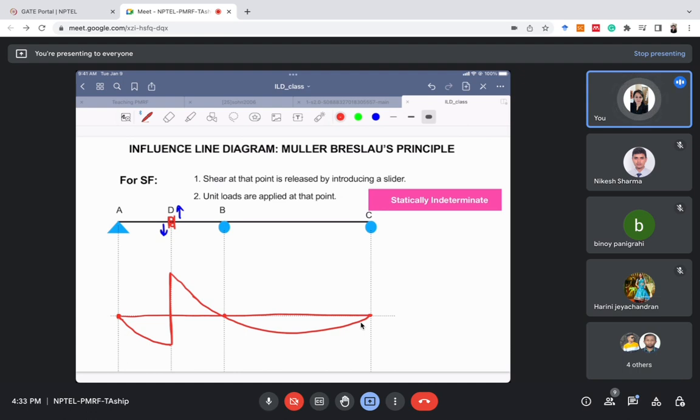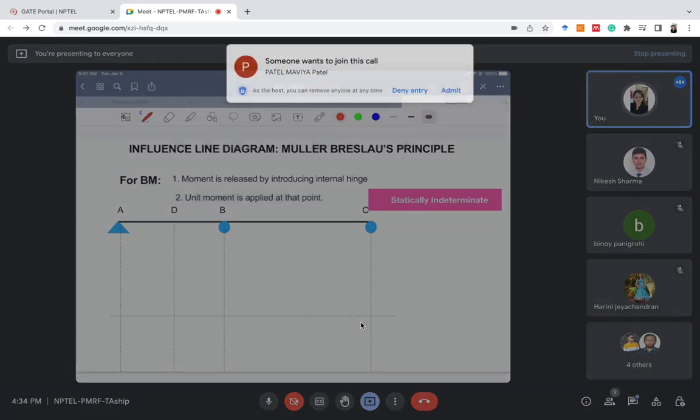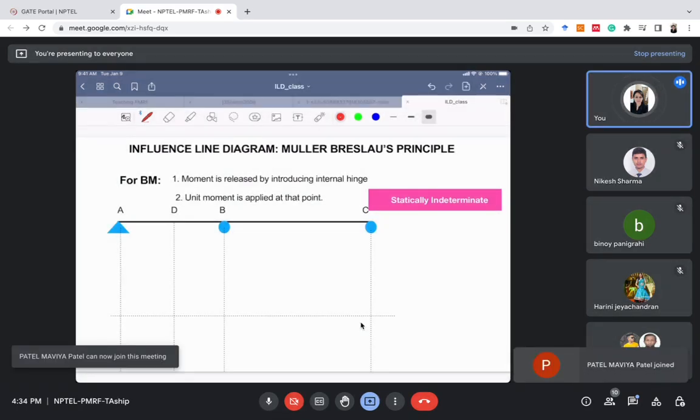As I've told earlier, for a statically indeterminate beam you can just get an idea of what the shape should be. You cannot determine the exact curve. At maximum you'll get a question like this, in which you need to determine the shape of ILD only. The steps are the same for both statically indeterminate and determinate problems. In 99% of cases you will not get a statically indeterminate problem, but I guess in 2021 or 2022 there was one question, and in that question also you needed to determine the shape of ILD only, nothing more.